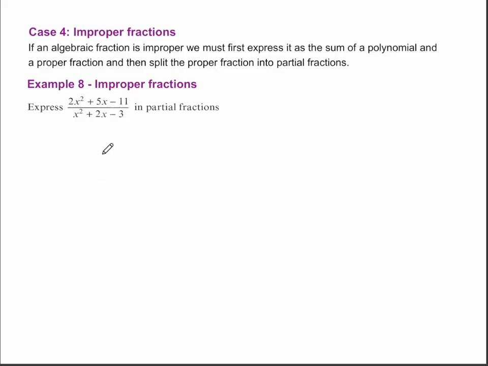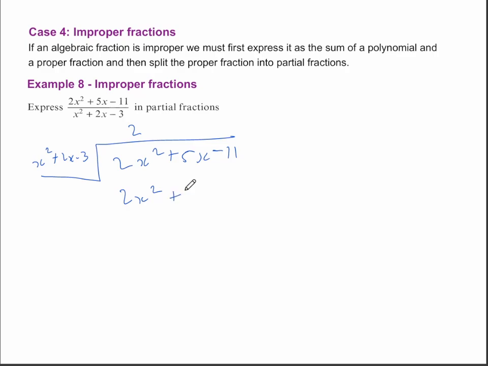So firstly, we know how we deal with improper fractions. We need to do long division. So here we'll start off by doing long division. 2x squared plus 5x minus 11 divided by x squared plus 2x minus 3. 2x squared divided by x squared is just 2. Then 2x squared plus 4x minus 6. Subtract that, this goes away. 5x minus 4x is just x. -11 minus -6 is just -5.